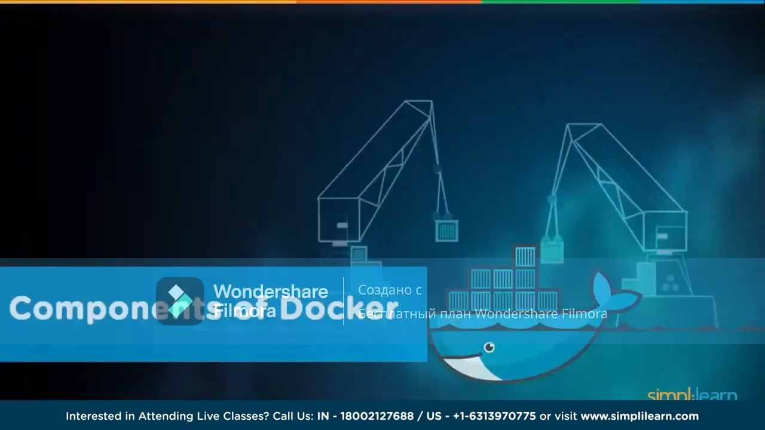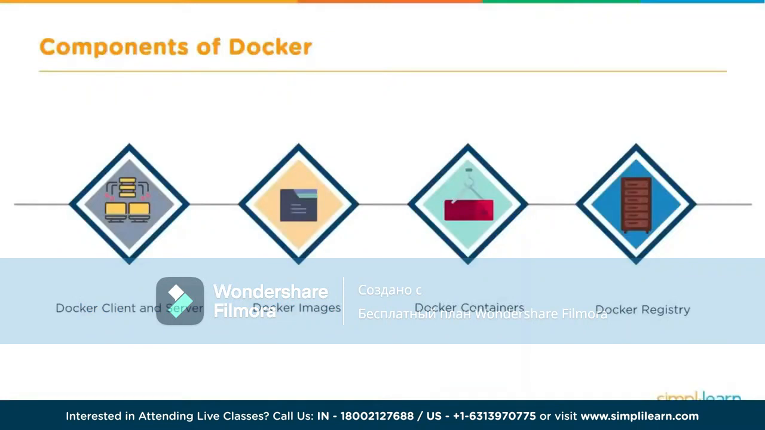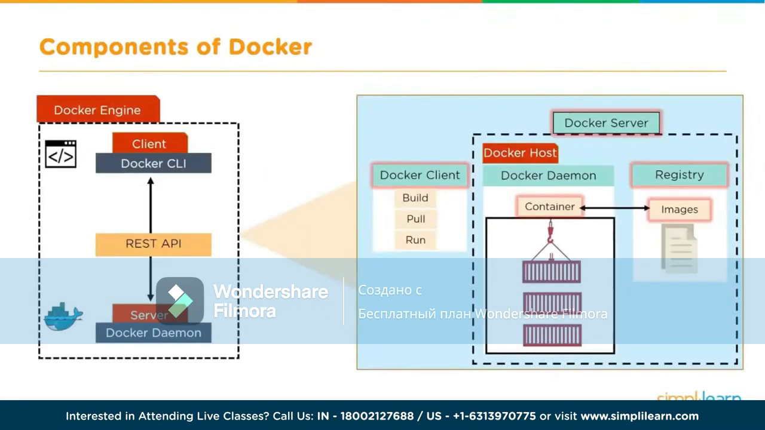So what we're going to do now is break out the 4 main components that comprise the Docker environment. The 4 components are as follows: the Docker client and server, which we've already done a deeper dive on, Docker images, Docker containers, and the Docker registry. If we look at the structure that we have here, on the left-hand side, you see the relationship between the Docker client and the Docker server. And then we have the REST API in between.